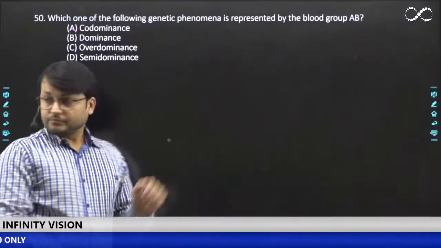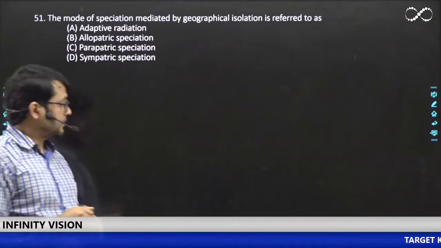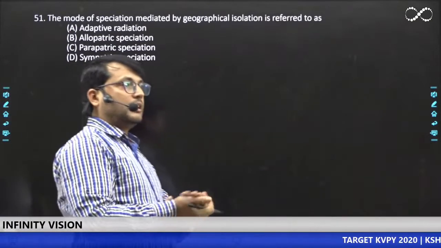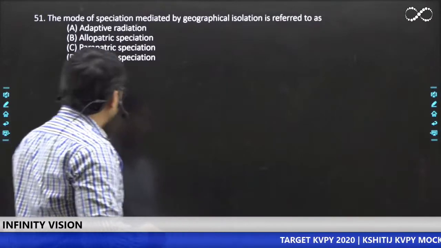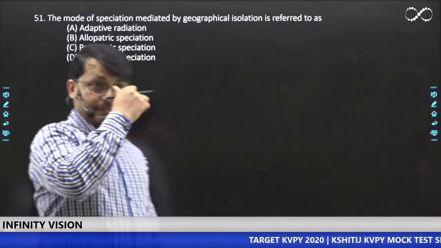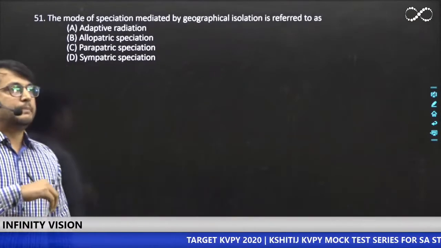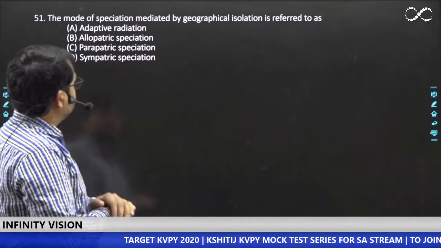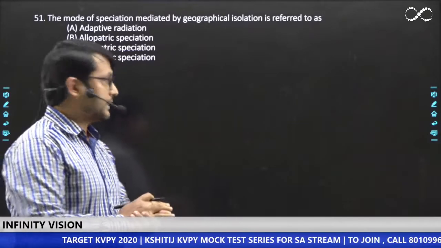Okay, let's move to the next question. Great. The next question is question number 51, and this is about the mode of speciation. Now have a look at this question. It says the mode of speciation mediated by geographical isolation is referred to as. What should be the correct answer?